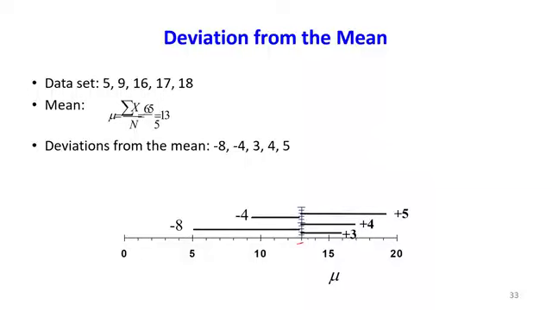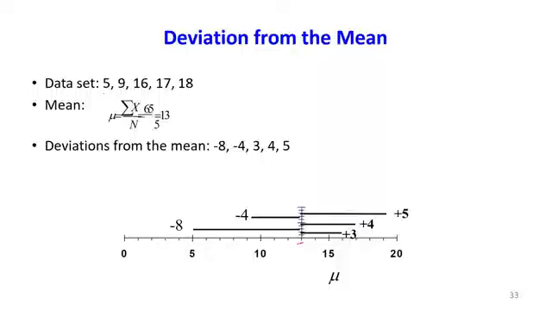There are certain values which would be lower than the mean, and certain values which would be higher than the mean. So the deviation could be on the left hand side and the deviation could be on the right hand side of the mean. If the values are larger than the mean, then the deviation would be positive, and if it is on the left hand side, the deviation would be negative.